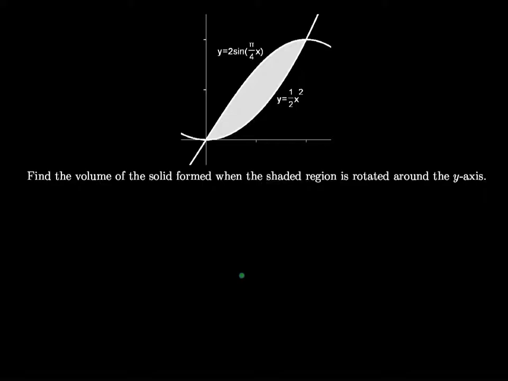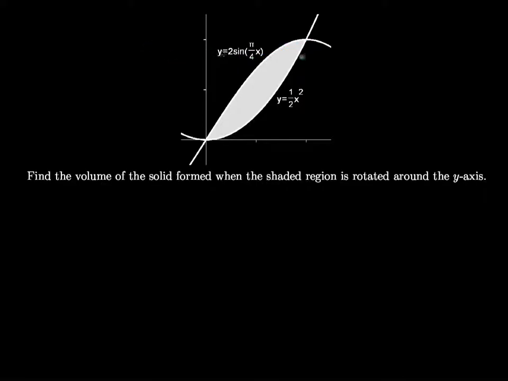Alright, one more problem. Find the volume of the solid formed when the shaded region is rotated around the y-axis. Okay, so in this case, we're taking this shape and we're going to end up rotating around like this.